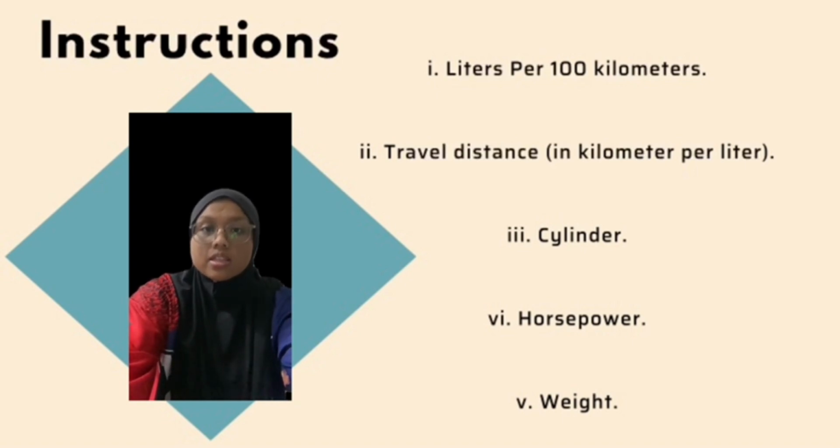Second, travel distance in kilometers per liter. In the data collection, travel distance is an independent variable. This quantitative variable is continuous.